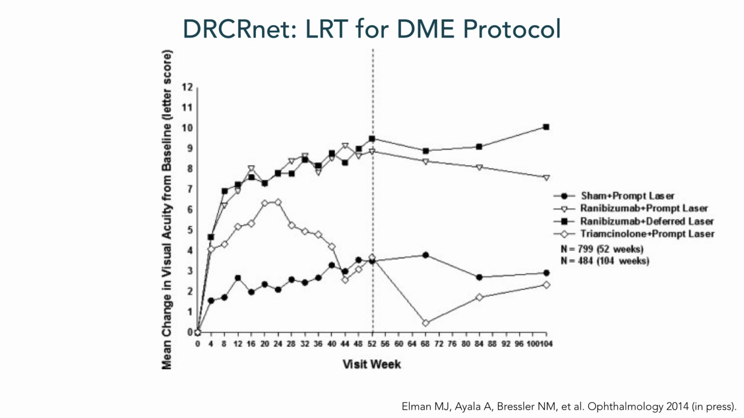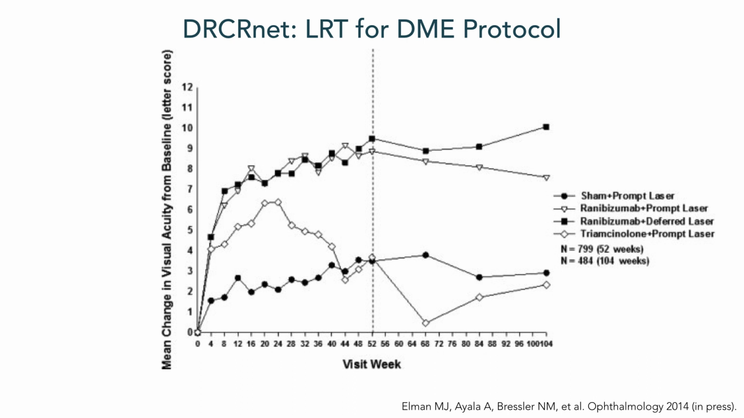The very top, you've got ranibizumab and deferred laser. That's that black box, right? So they did the best, right? 10 letters or more. Right below that's the upside down triangle. That's ranibizumab and prompt laser. Then below that, you've got sham plus prompt laser. And then below that, the very bottom, you've got triamcinolone.